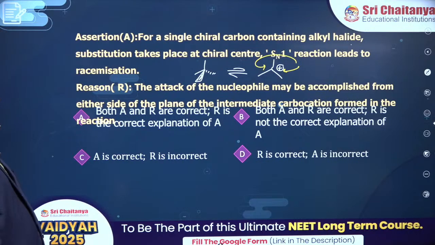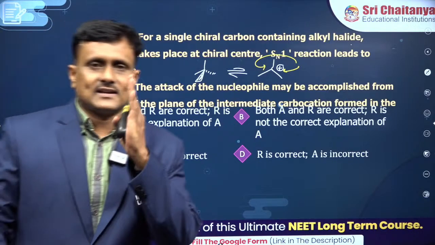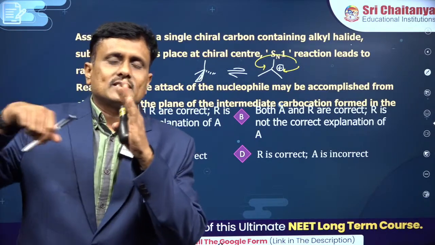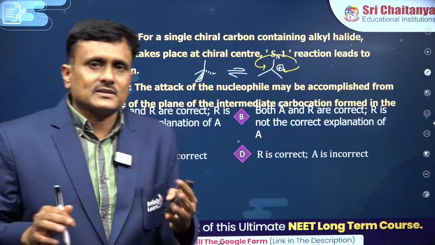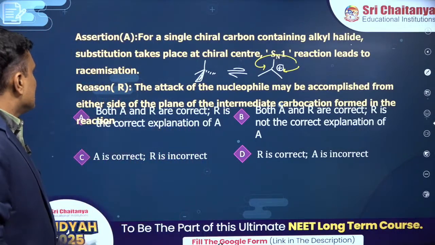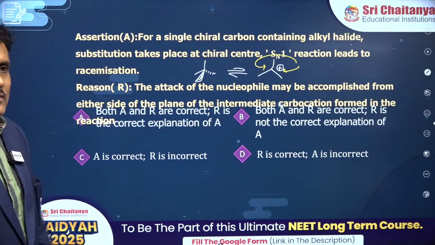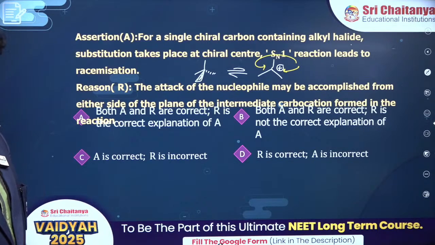Correct. The attack of nucleophile may be accomplished from either side of the plane. Intermediate carbocation is formed because carbocation is planar. So nucleophile could attack from either side. However, we need to know that there is partial racemization that is not being spoken about. So for the reason, how could this be B? This is A.